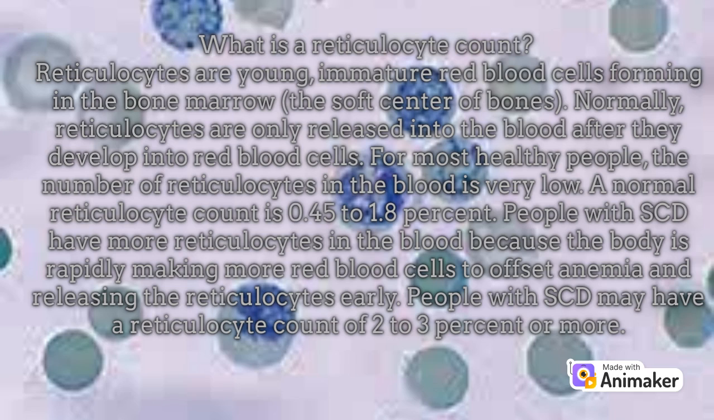People with SCD have more reticulocytes in the blood because the body is rapidly making more red blood cells to offset anemia and releasing the reticulocytes early. People with SCD may have a reticulocyte count of 2 to 3% or more.